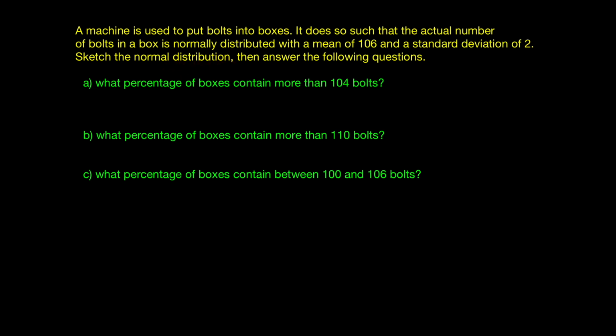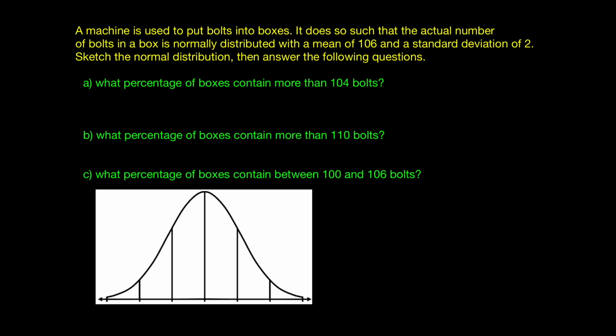I'm going to begin by sketching the diagram of the normal distribution. Now, if I know that my mean is 106, my center is going to begin at 106. And to get the values on the right and the ones on the left, I'm going to use my standard deviation. In this case, I have a standard deviation of 2.